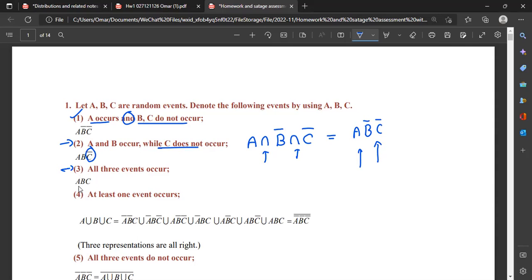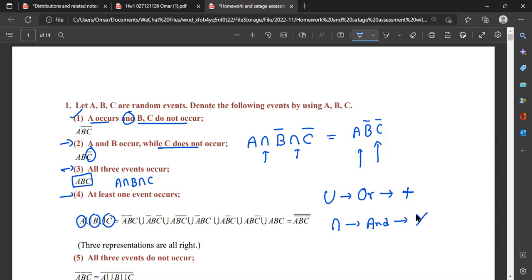All three events occur. That means A, B, C. Or you can also represent it as A intersection B intersection C. At least one event occurs. It means at least one. That means it can be either A, or B, or C. It can be any event. So we write down A union B union C. You have to know that union represents OR, and it is the plus sign, addition. And intersection represents AND, and it is the multiplication sign, okay?